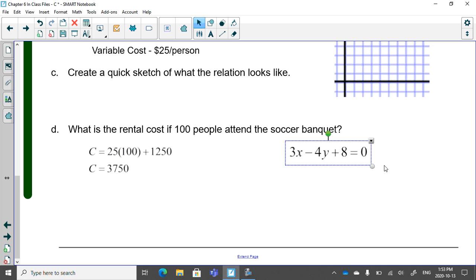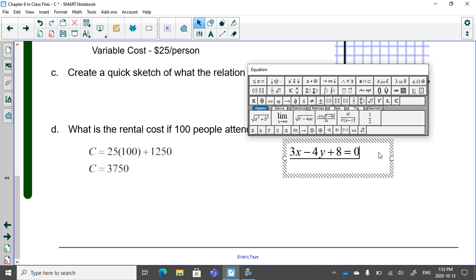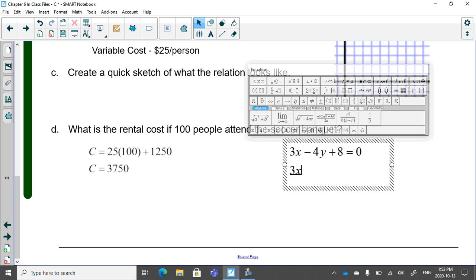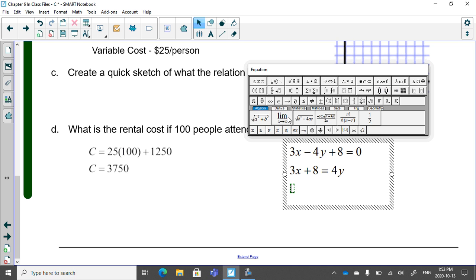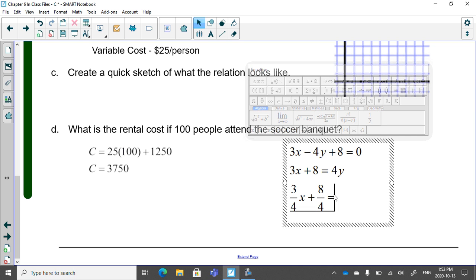So the first thing I'm going to do is keep the 3x here. I'm going to keep the 8 here, but I'm going to move the negative 4y to the other side. It becomes positive 4y. Now I've got the y term by itself. So I'm going to go to the new line, and I've got to divide 3 by 4, and I get those x's, plus I've got to divide 8 by 4. So the 3 gets divided by 4, the 8 gets divided by 4, and then what that does is it gets rid of the 4 over here.